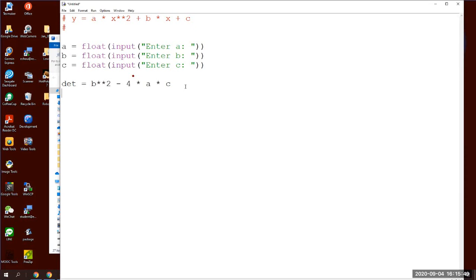So here, if the determinant is less than 0, in that case we print no real root. Otherwise we'll do this part.